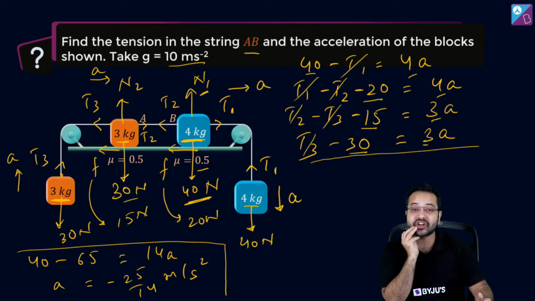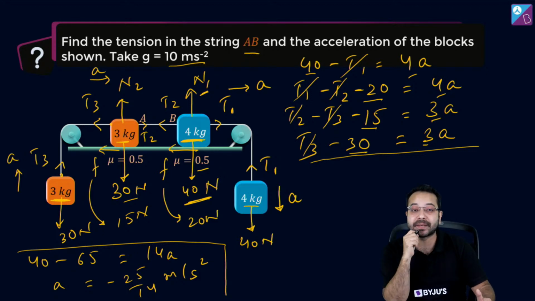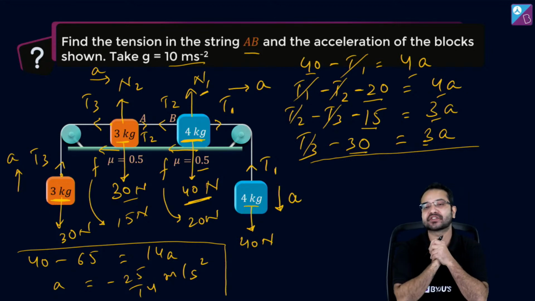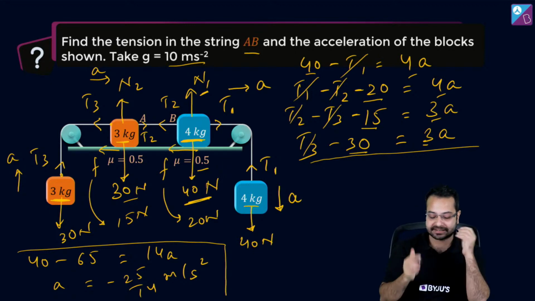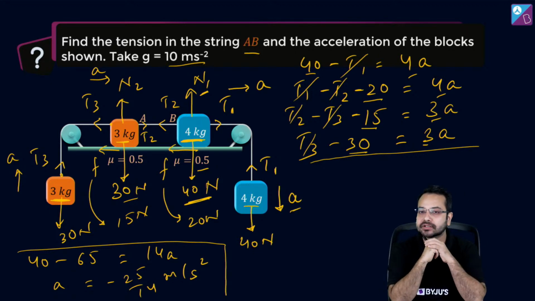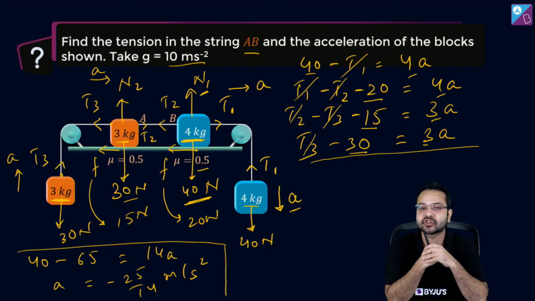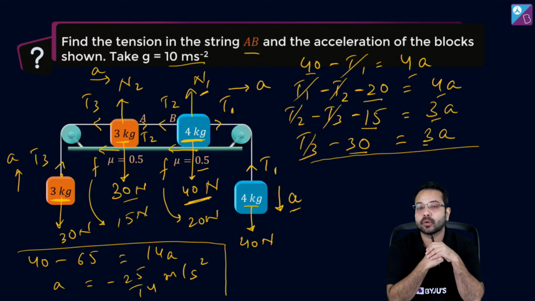Alright, so the acceleration comes out to be minus 25 upon 14 meter per second square. What does this mean? Can anyone tell me what this negative acceleration means? We had assumed the acceleration of this block in the downward direction. We calculated the acceleration and found that it is minus 25 upon 14 meter per second square. It is negative. What does it mean? Can you explain the negative sign?